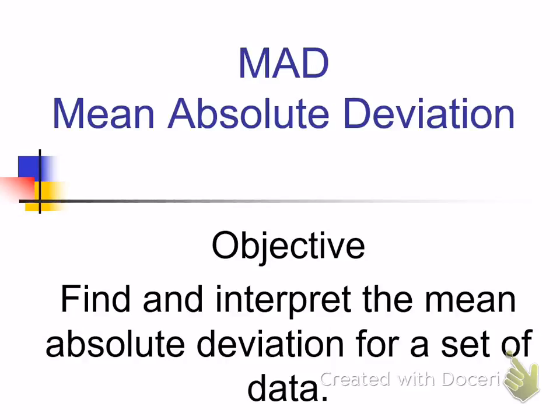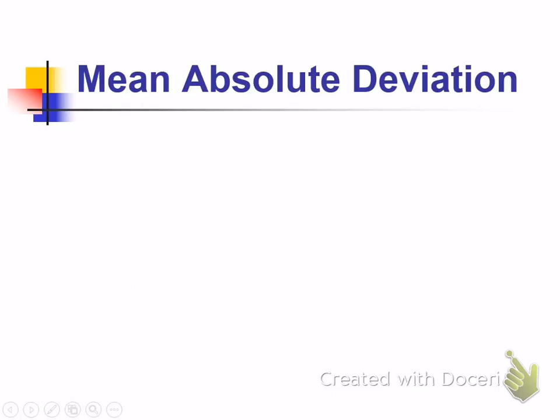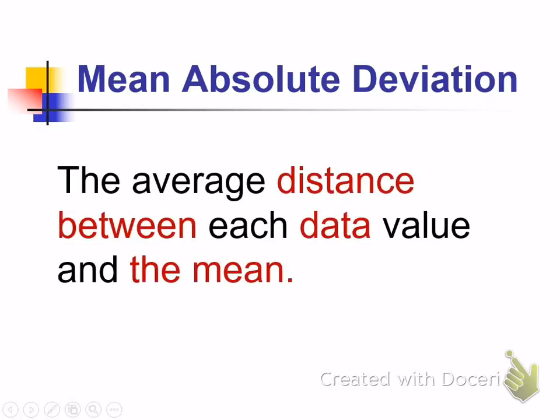an average. And you just add all the numbers together and divide by the amount of numbers that went into making your sum. Mean absolute deviation is the average distance between each data value and the mean.